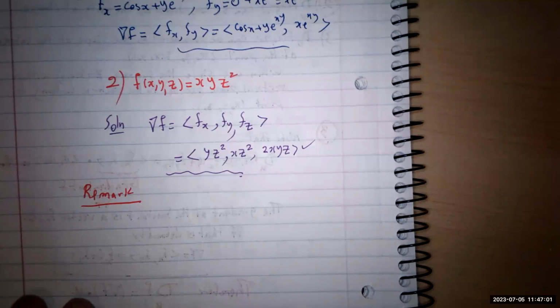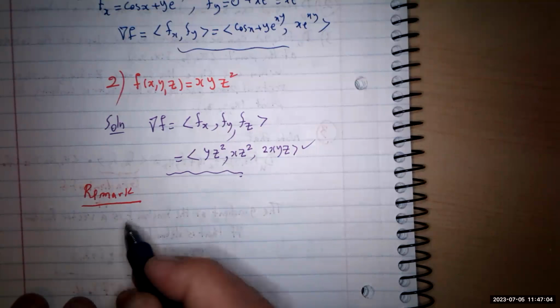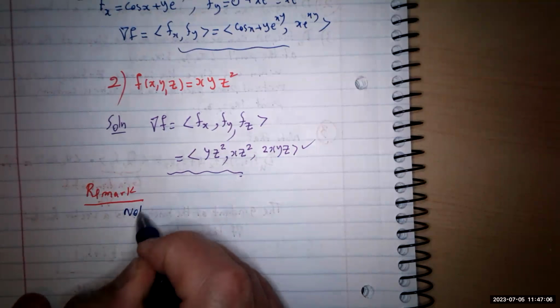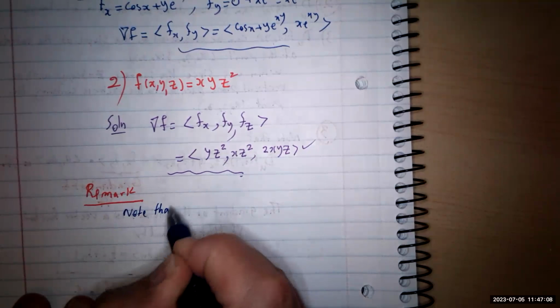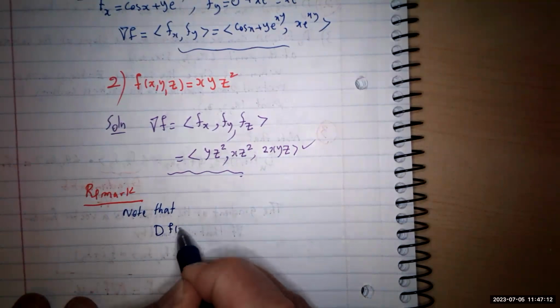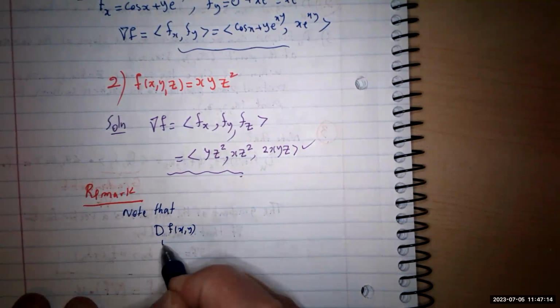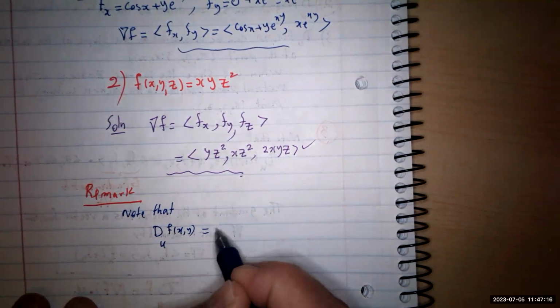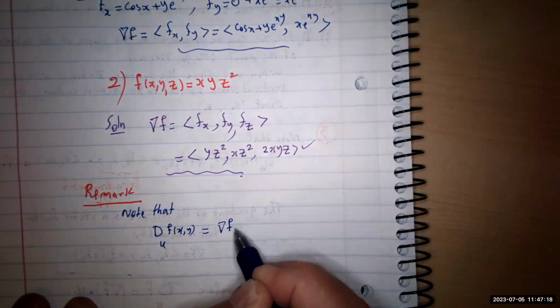So let's go back and look at the formula to see if we can find the maximum values. Note that this is the formula for the function of two variables. As we talked about, the directional derivative is the gradient of f dot u.